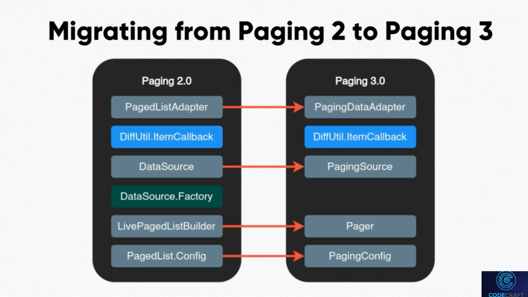Migrating from paging 2 to paging 3, PagedListAdapter will be PagingDataAdapter, DataSource will be PagingSource that we are going to see now, and PagedList.Config will be PagingConfig, and the LivePagedListBuilder will be replaced by Pager.